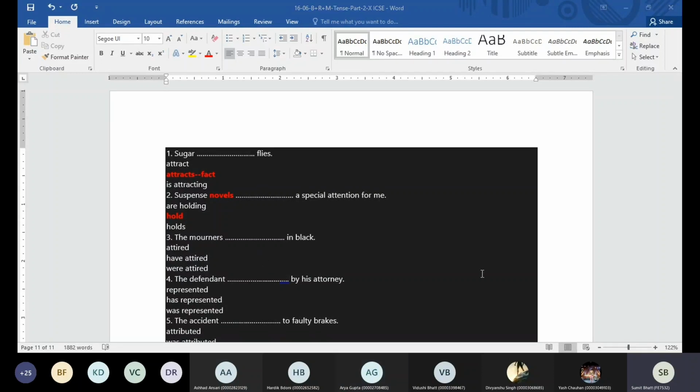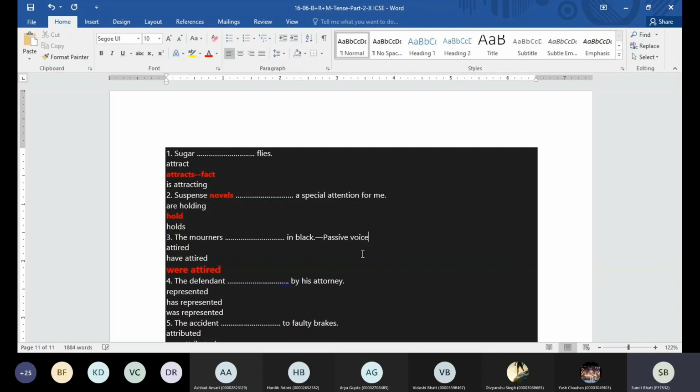The mourners dash in black. A tired, have a tired, or were tired? Were tired. Okay, why are we using were tired here, guys? Why not tired? The action is completed, I see. But were is going to take ing from the verb. Why are we using a tired then? That's the question. Can we attire on our own? Can we do something like that on our own?